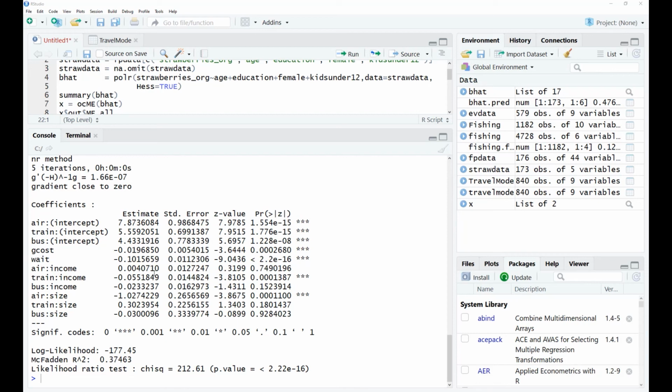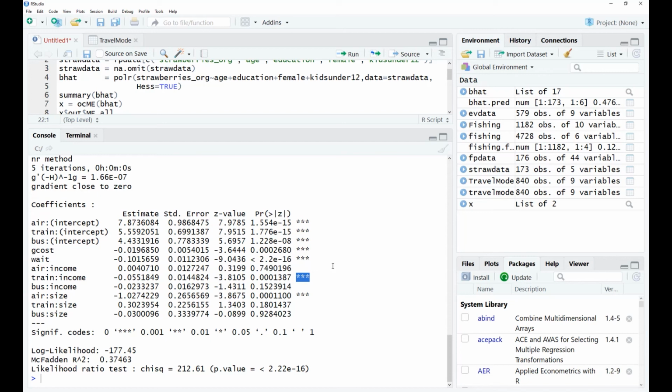Note that for train, the income is statistically significant, which means that if income goes up, the probability of train being picked, being chosen, is decreasing. Okay. And now you can see that although it is not statistically significant, if income increases, then it is more likely that air is going to be picked. But again, this is not statistically significant.